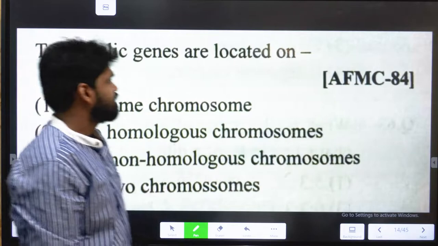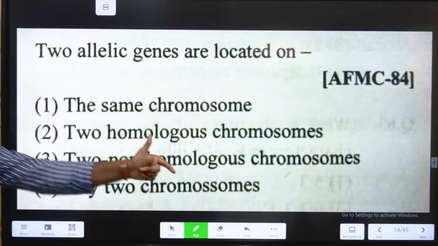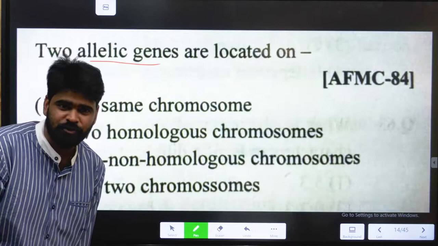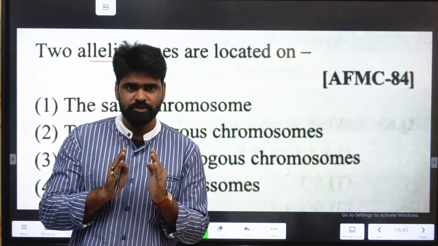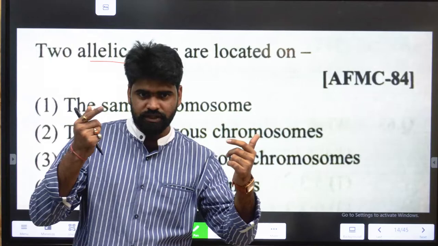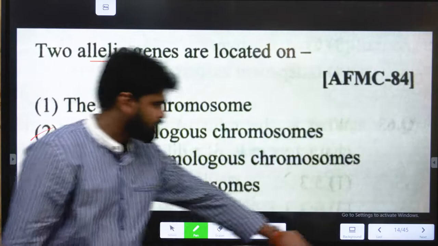Two allelic genes are located on homologous chromosomes. Alleles will be present on homologous chromosomes. One chromosome from mother, one from father is called homologous chromosomes. Yes or no? So alleles will be present there only, no? Alternate forms of a gene. So, which one? Second. Sure, everyone, online batch.